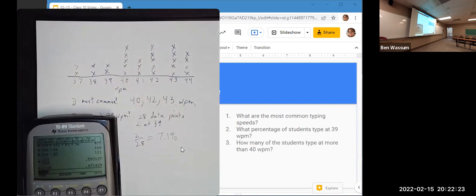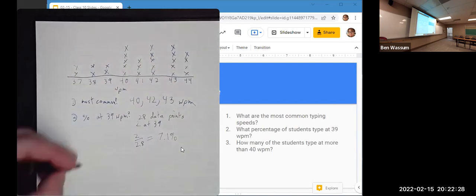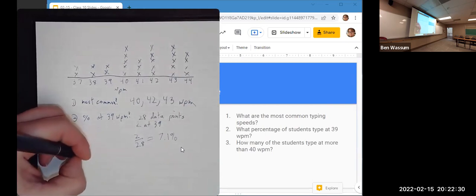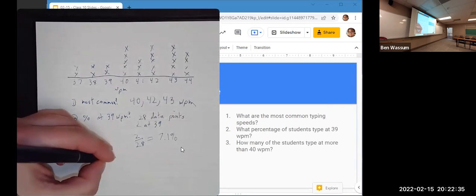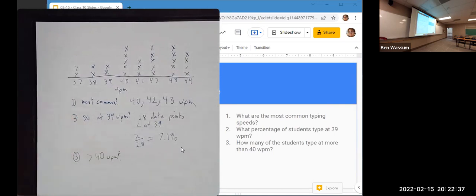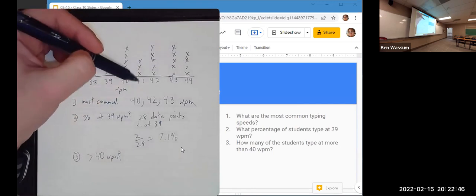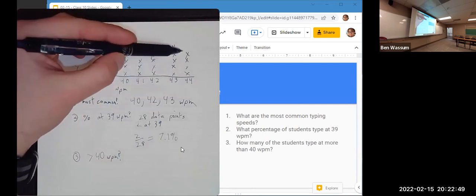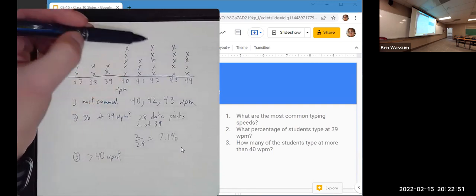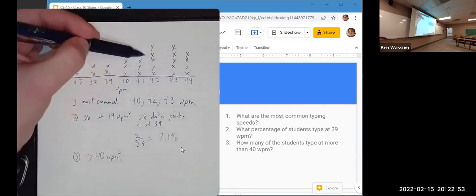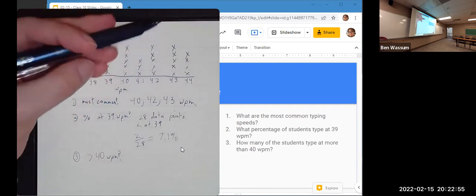Okay. And then how many of the students type at greater than 40 words per minute? Well, that's not asking for a percentage or anything. So all we really need to do is just add up all these data points. So let's see, there's 3, there's 5, there's 5, there's 4. 5 and 5 gives us 10 plus another 3 and 4. So that's 17.